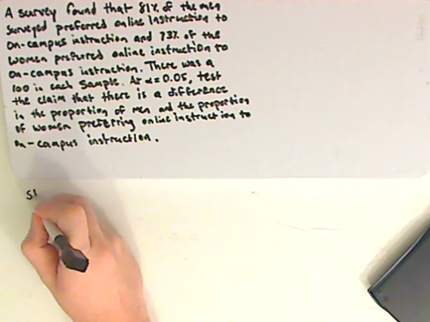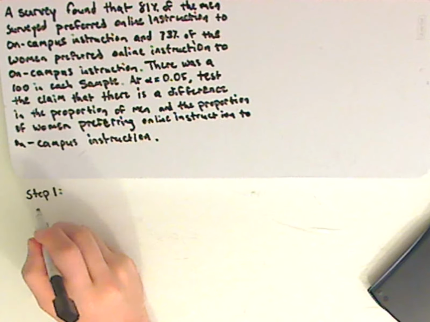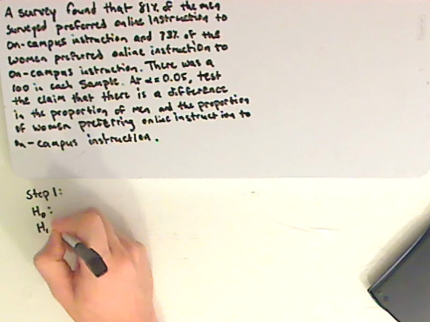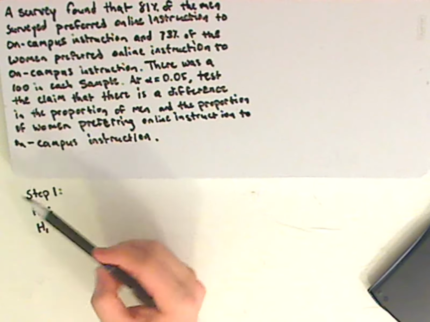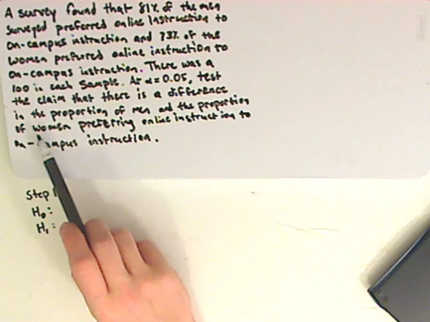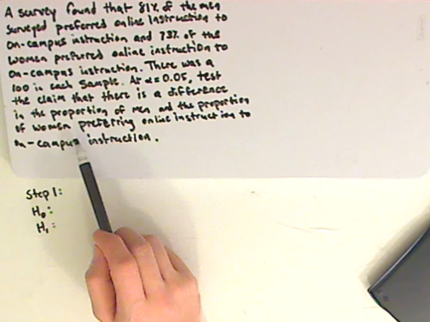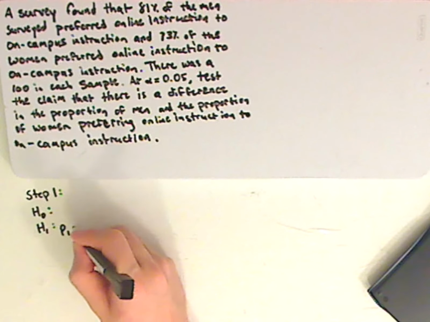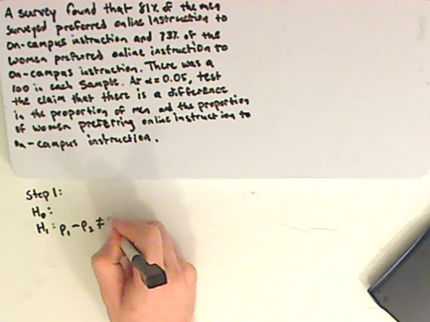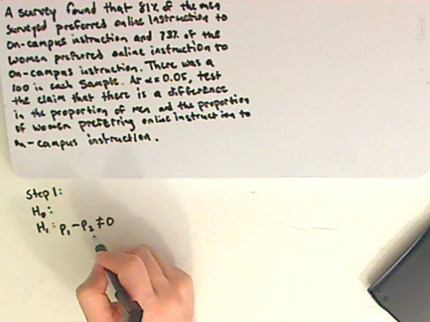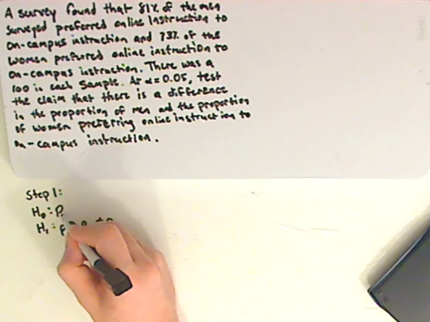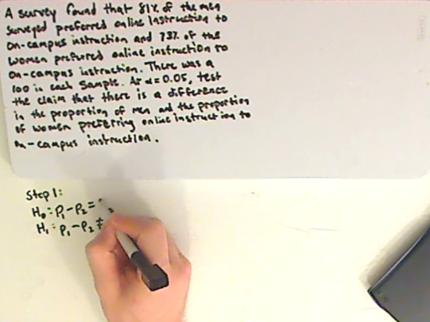Alright, step one is always the same. Step one is you're going to list out your hypothesis and identify the claim. So first look at the claim, because that will tell you what to do for your hypothesis. So test the claim that there is a difference in the proportion of the men and the proportion of the women. Since it's saying a difference, and it doesn't matter if it's greater or less than, then it would be not equal to. So P1 minus P2 does not equal 0. And your null hypothesis always includes equals. So it would be P1 minus P2 equals 0.